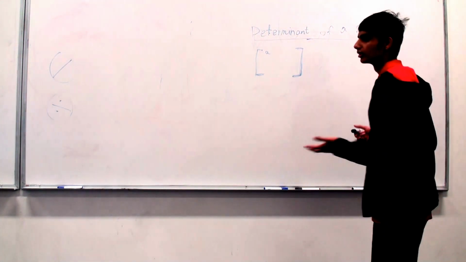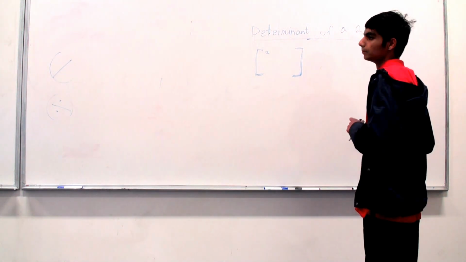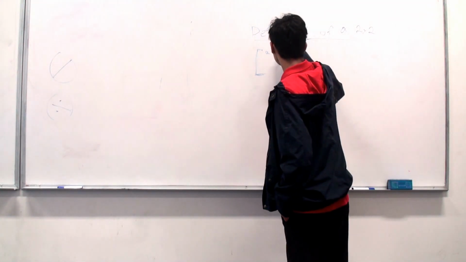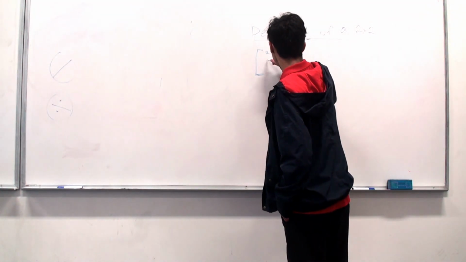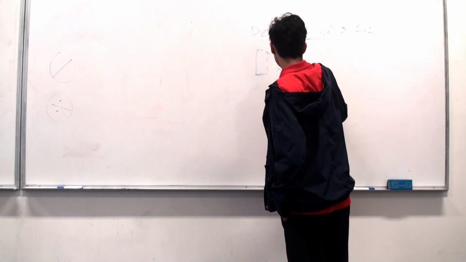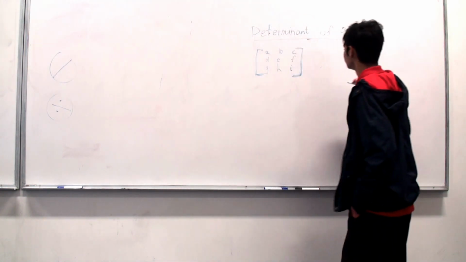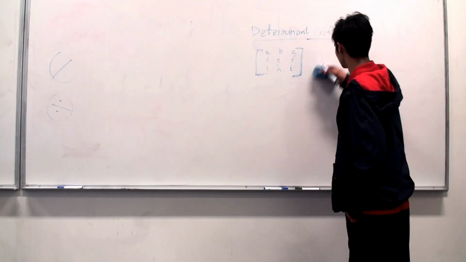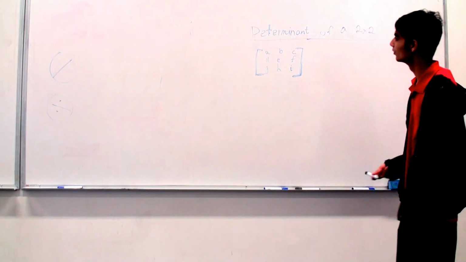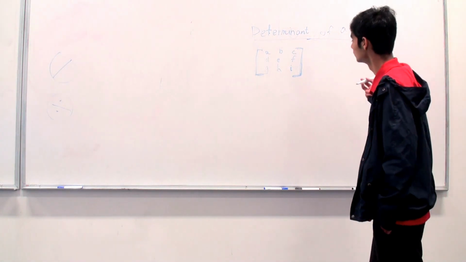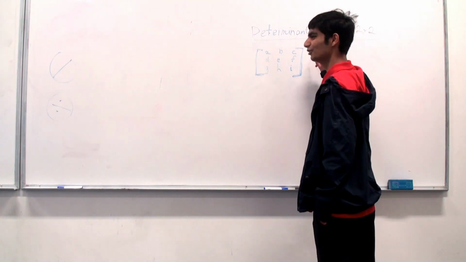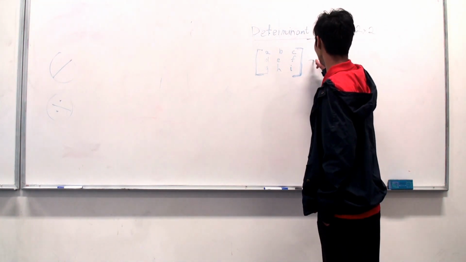In essence, it's the area. So when the determinant is equal to 0, we can't find the inverse. Why? Because the area is 0. How can you find the inverse of a matrix if the area is 0? It will have to be 0 divided by 0. You can't take the inverse of a matrix with determinant 0. Well, actually you can, it's called the pseudo-inverse.